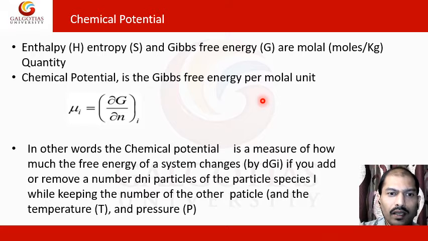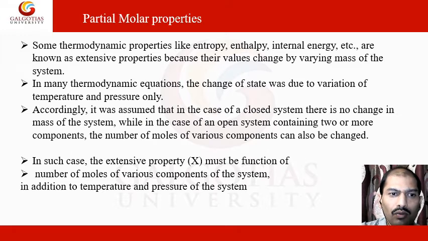If you have the Gibbs free energy in a numerical problem, then you can easily calculate the chemical potential with the help of this expression. Now, partial molar properties are very important. These are some of the thermodynamic properties. As you know, entropy, enthalpy and internal energy are known as extensive properties because their values change by varying the mass of the system.